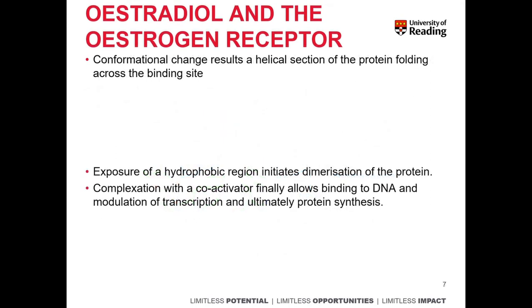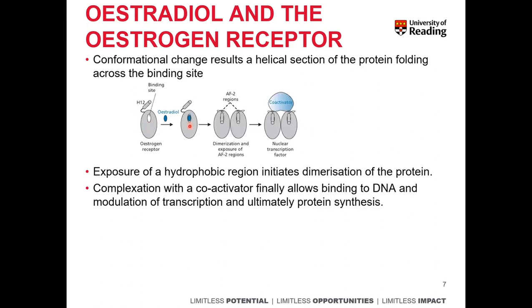Now, when the estradiol binds to the estrogen receptor, this results in a conformational change and allows the receptor to become activated. So here we have the estradiol and a binding site on the estrogen receptor. The estradiol binds into this binding site, and a helical region from the protein is able to fold over and cover the binding site. Now, this exposes a hydrophobic region on the receptor and allows it to dimerize with another receptor.